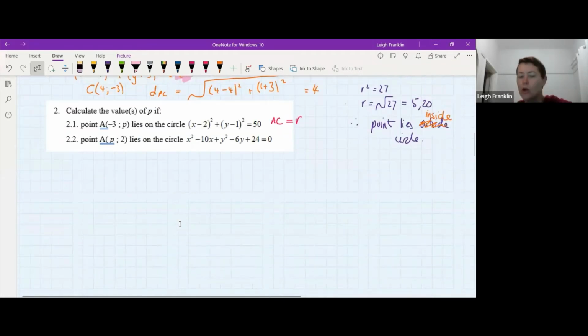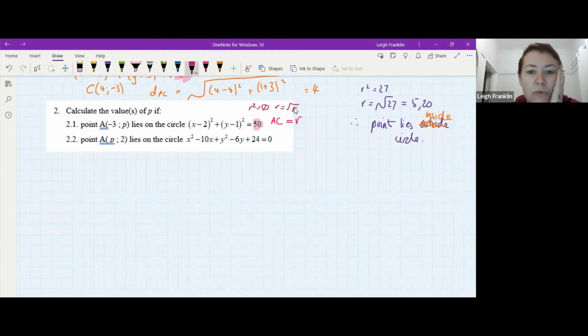Okay. So if AC is the length of the radius, how do I know how long the radius is? Where is the radius? The radius is equal to? Can anyone tell me? Ma'am, is the radius equal to 50? Is equal to 50, to root 50. Okay, so this over here is r squared. So r squared is 50, so that means that the radius is root 50.